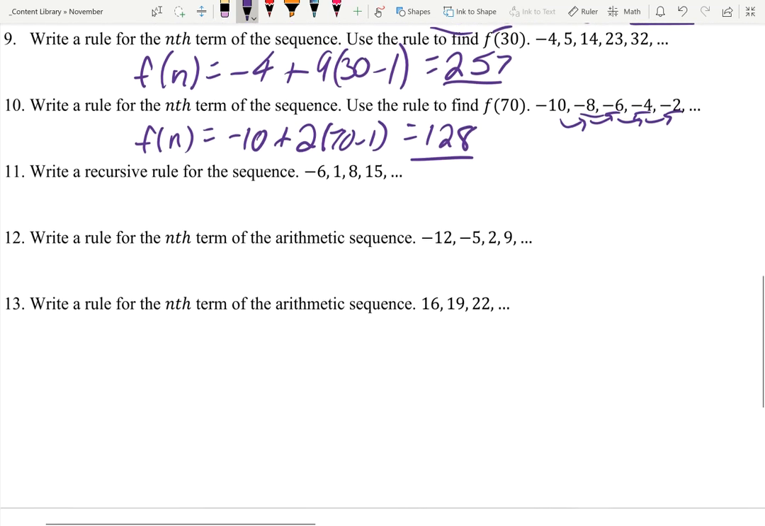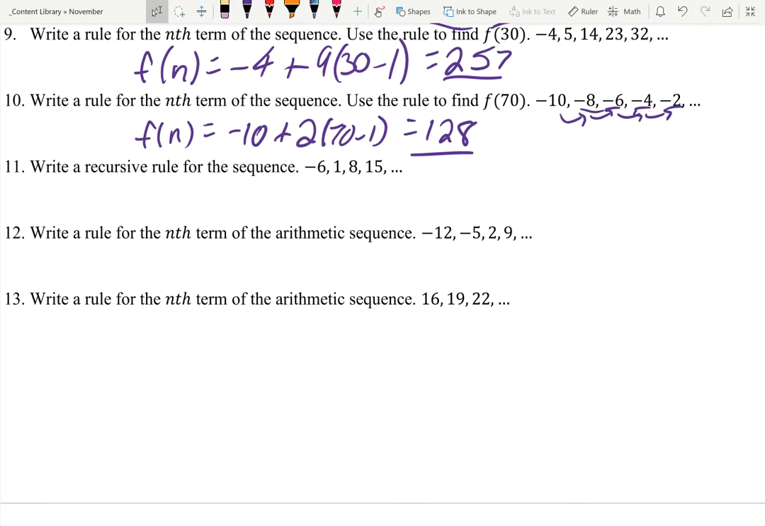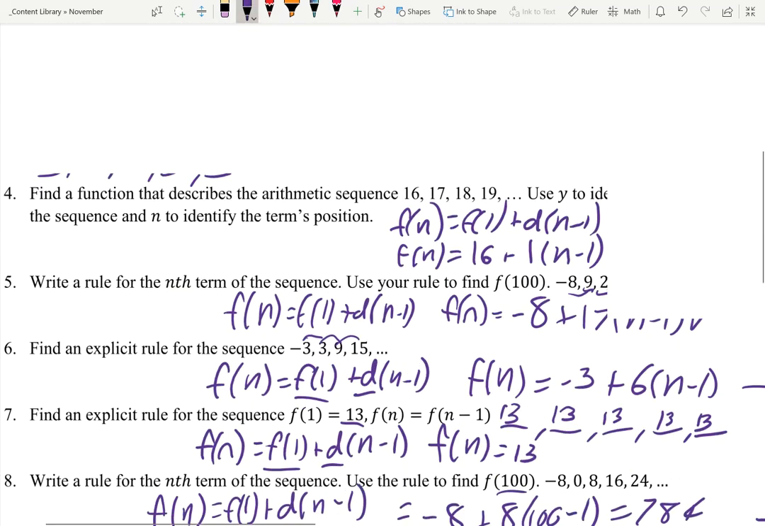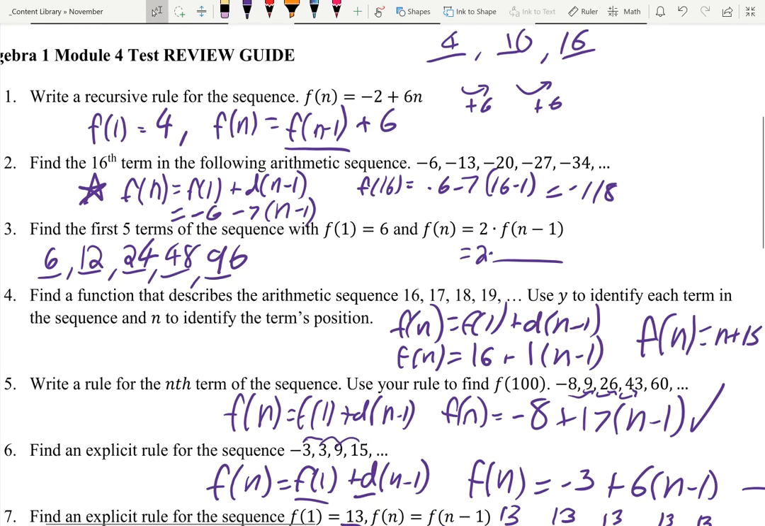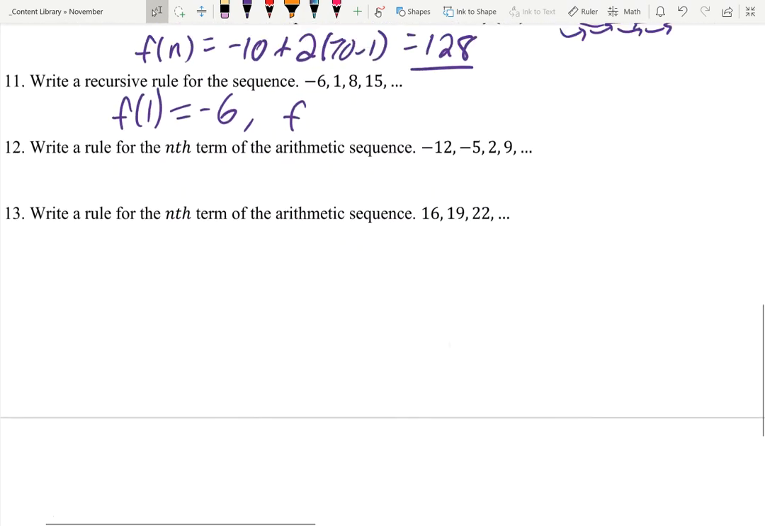Write a recursive rule for the sequence. Okay, so to write a recursive rule for this sequence, we're going to need two things. We're going to need to know the first term, right? F of 1, which is just -6, pretty straightforward. And then we're going to write our formula. So our formula is very similar. Remember, we did this back up in the very first problem, number 1. So it's very similar to number 1.